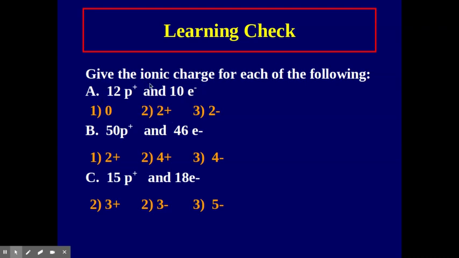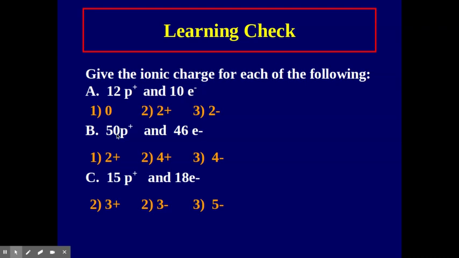All right, let's give the ionic charge for each of the following. So if you have 12 protons and 10 electrons, what's your charge? That's right, you're +2. If you have 50 protons and 46 electrons, what's your charge?